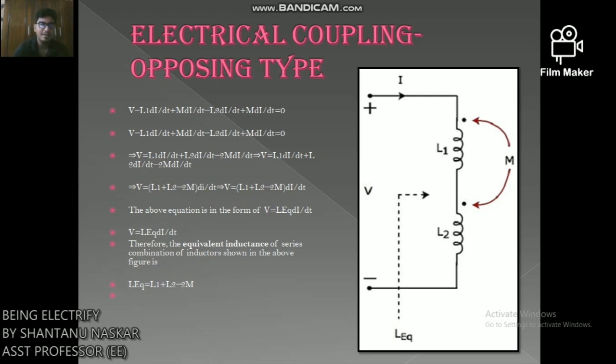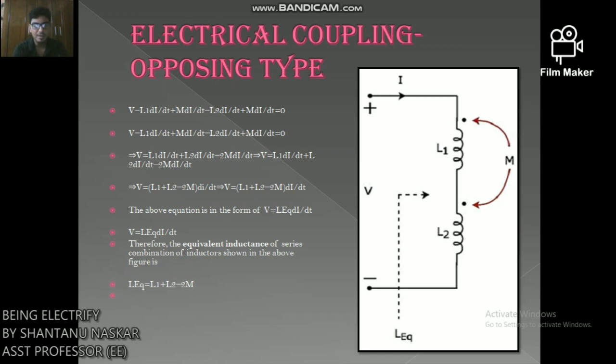Therefore, the equivalent inductance of the series combination of inductors shown in this figure is L equivalent equals L1 plus L2 minus 2M. So, in this case, the equivalent inductance has been decreased by 2M. Hence, the above electrical circuit is an example of electrical coupling which is of opposing type.